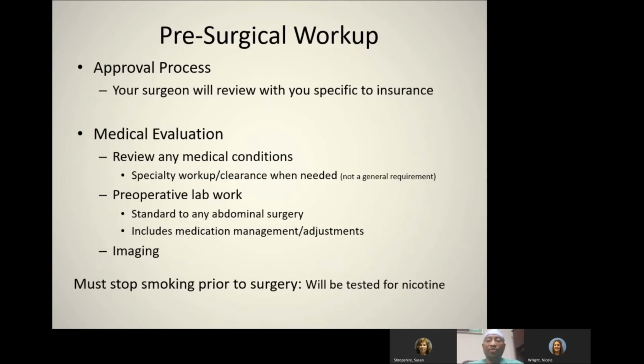So the process of things from here, most people have started by meeting with a surgeon. If not, you can call our office and we'll discuss with you kind of the options and review your specific insurance requirements. Those will usually include meetings with nutritionists, these informational meetings, a psychiatric evaluation. Once that's all completed, you get approved, there's still a few more steps to do.